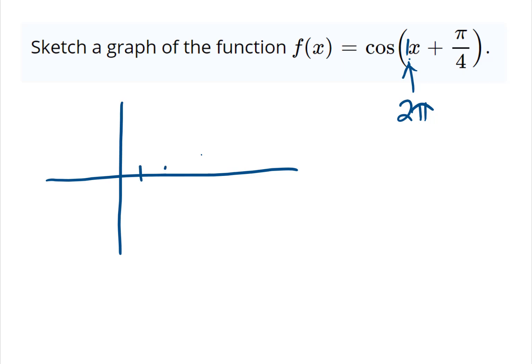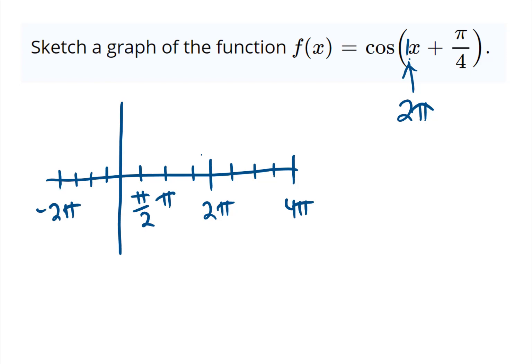So I'm going to go 1, 2, 3, fourth one is 2 pi, and I'm going to do another one. That's 4 pi. I'm going to do it over here in the negative direction as well, negative 2 pi. So I can show 3 cycles here. Now, half of 2 pi is pi, so that tick marks pi, and half of that is pi over 2. So each tick mark is at pi halves.